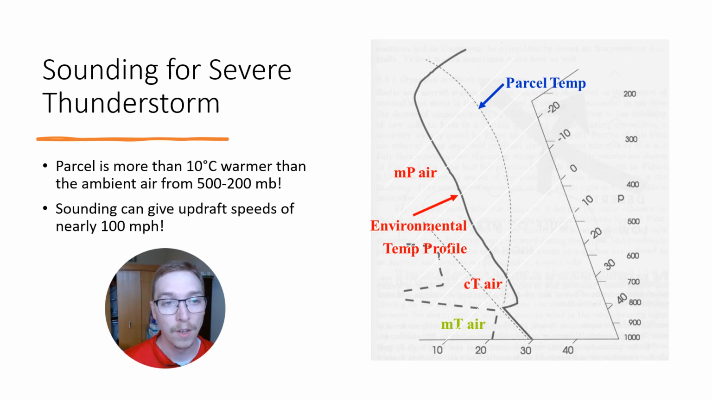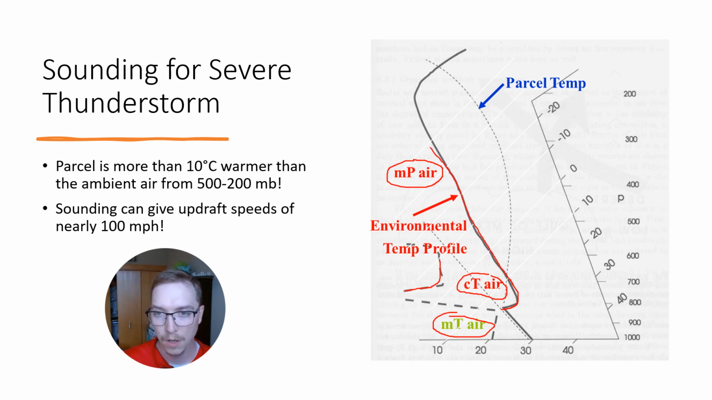Now, if we were to look at this in a cross-sectional profile view, this is what we call a sounding chart. You can see we've got our moist tropical air down here, our continental tropical air down here, which is drier and hotter, and our moist polar air over here. You'll notice there's an inversion that happens right about here. We can see our environmental temperature profile changing here. And then this is our air parcel temperature here.